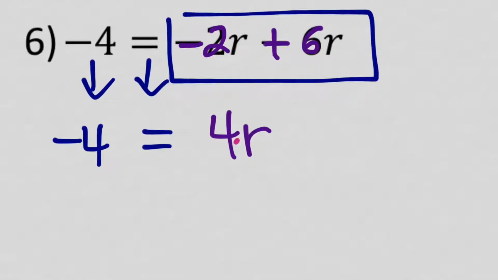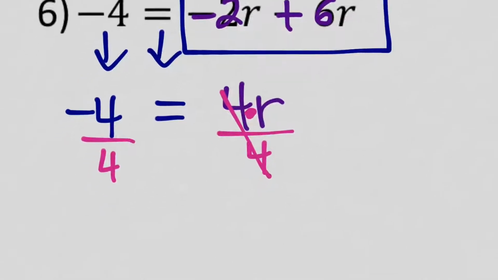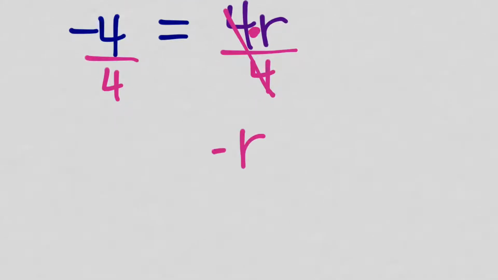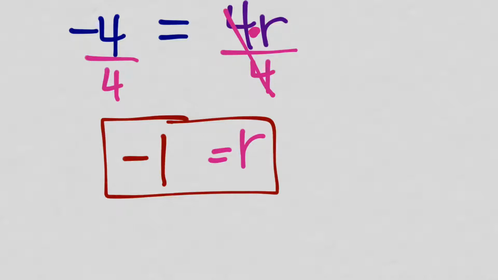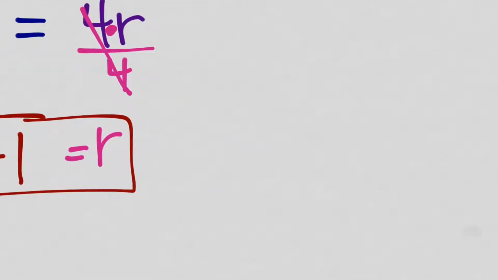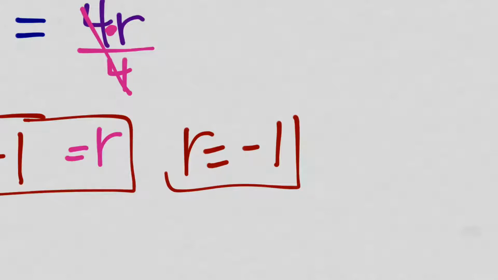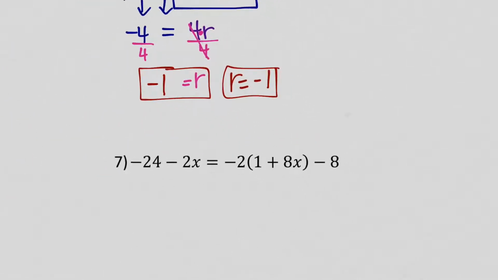Now 4r means 4 times r, so the opposite is to divide by 4. So 4 divided by 4 cancel out to 1, so now I have 1r. And negative 4 divided by positive 4 is equal to negative 1. A positive divided by a negative, or a negative divided by a positive is a negative. And I can rewrite this as just r equals negative 1.